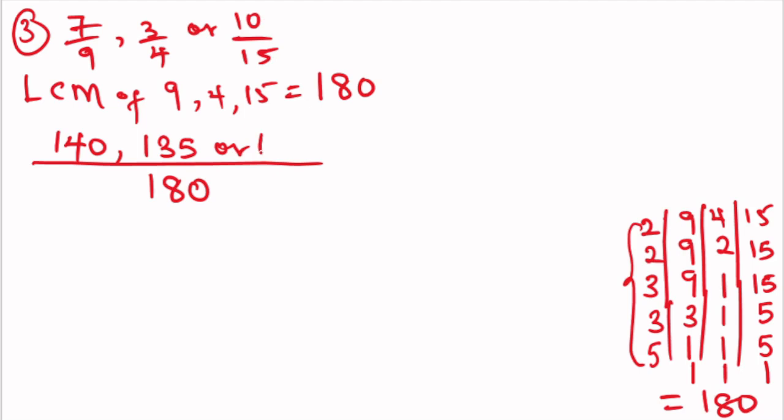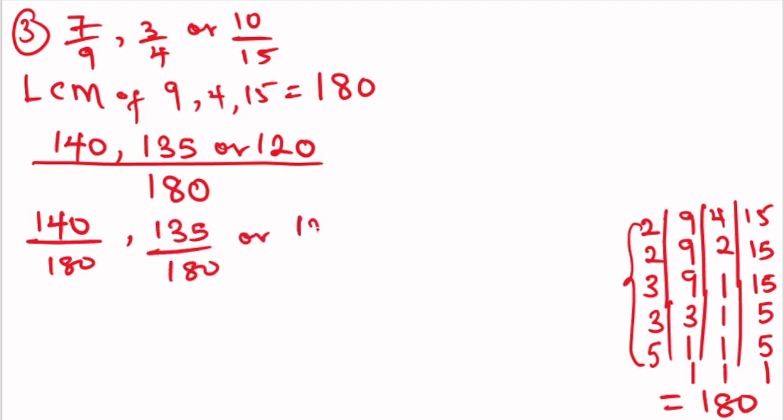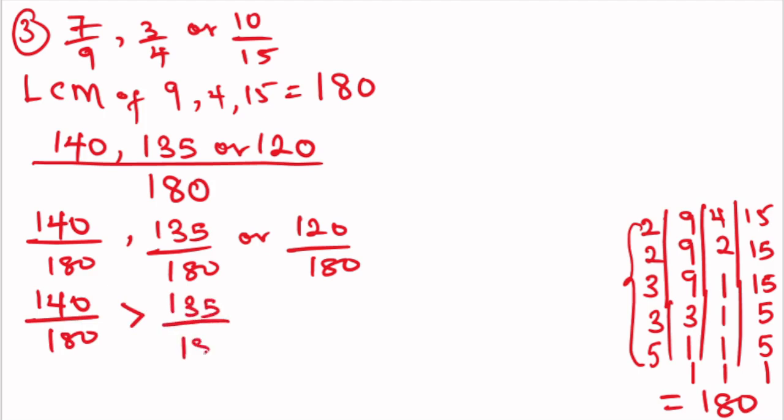12 times 10 is 120. So we have to split this so they will be in their separate fractions. This is 140 over 180, 135 over 180, and 120 over 180. Remember the question says which is the greatest. Judging from the numerators we have here, 140, 135, 120, 140 is the greatest. So we arrange them according to which one is bigger: 140 over 180 is greater than 135 over 180, which is greater than 120 over 180.